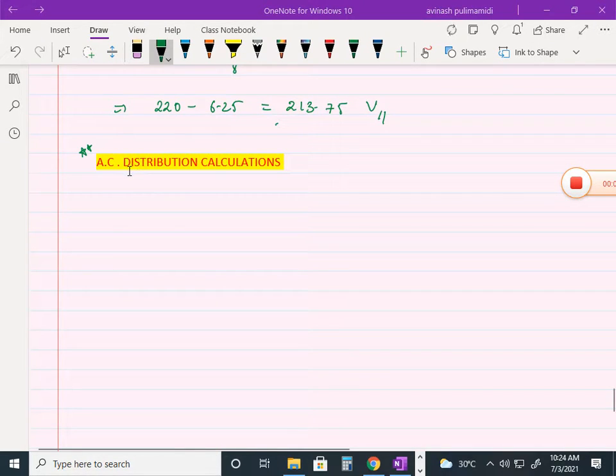AC distribution calculations. Now we will see the individual steps here. So what are the different steps in voltage drop calculations in AC distribution? Let us take the first point. First, let us compare the DC and AC. Point number one.